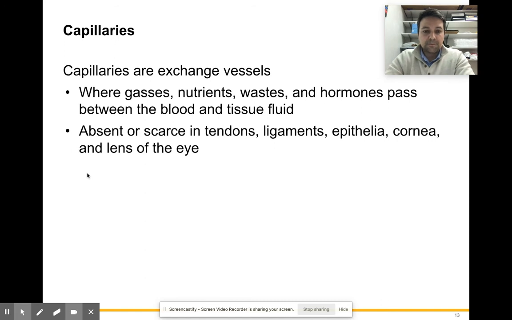Okay, capillaries. Let's talk about those. Capillaries are exchange vessels. So basically where a vein ends and an artery begins, or vice versa, where an artery begins and a vein ends, it doesn't really matter. This is where they meet up, right? Where an artery and a vein end up meeting.